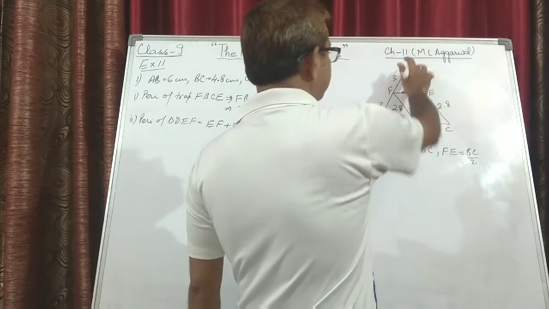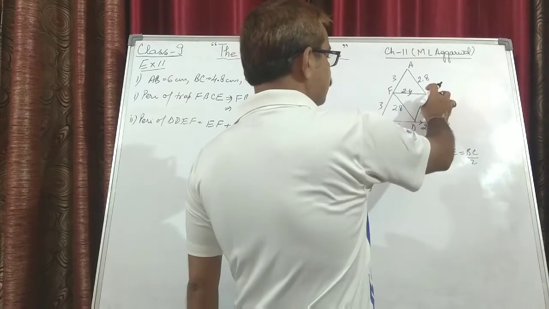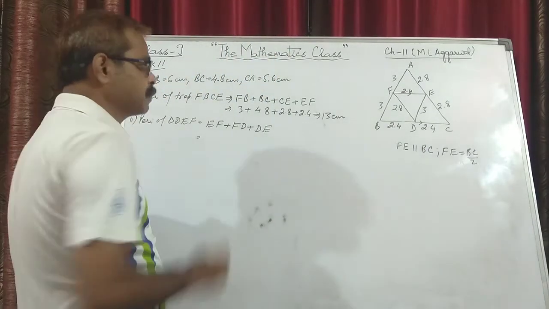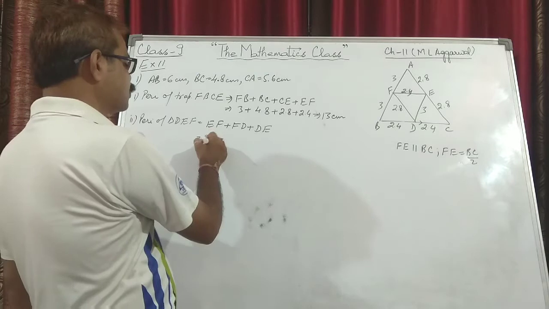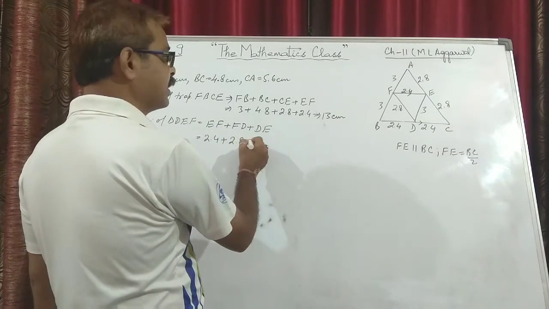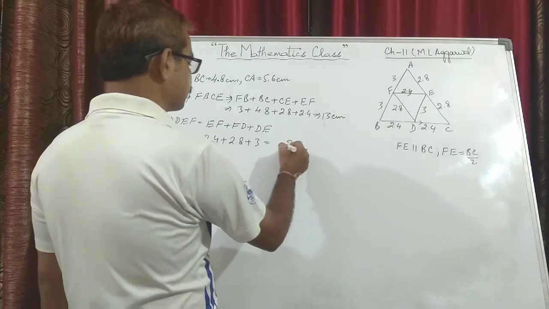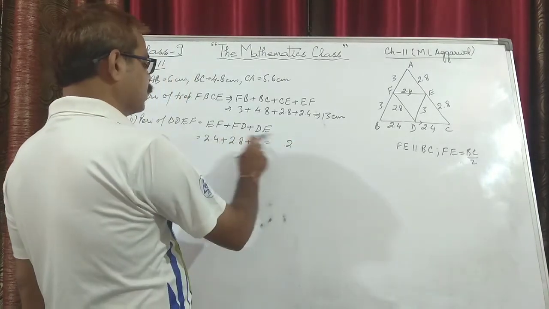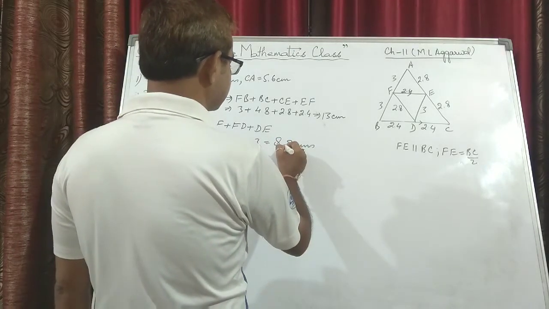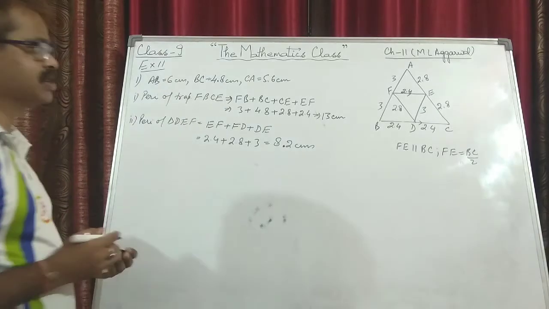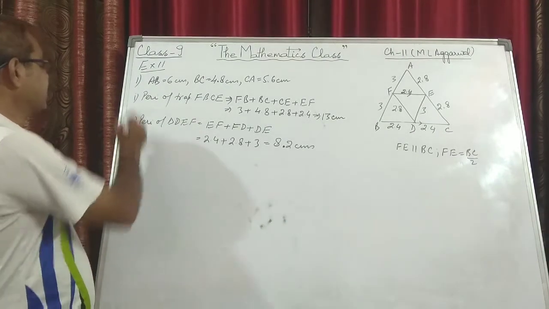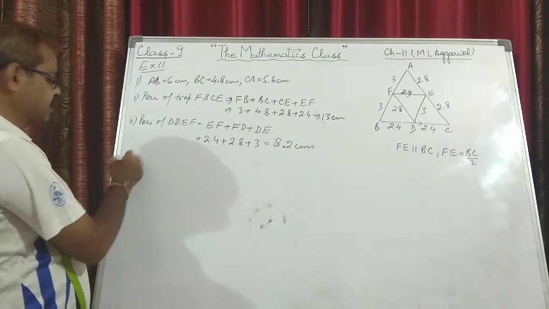And similarly this will be 3 because AB is 6, so ED will be 3. So this is all the application of the midpoint theorem. So FE is 2.4 plus FD is 2.8 plus 3. So 8.2 centimeters is the perimeter of this triangle. Now we move on to the second part. Question number first, second part.